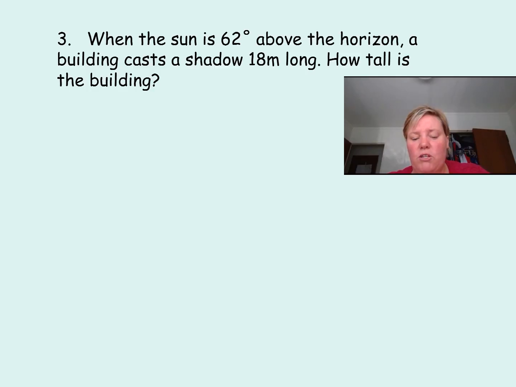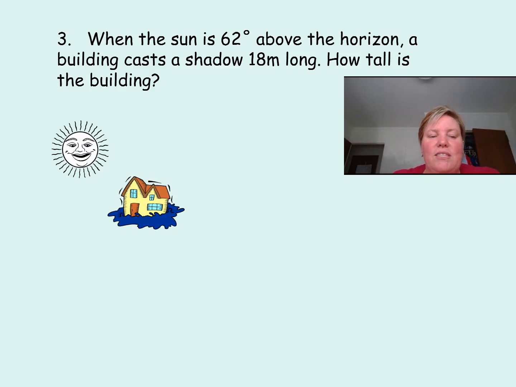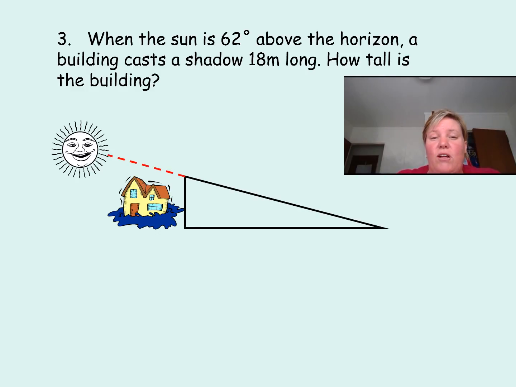It was too hard to do. You couldn't measure it. But you can actually use the ratio. Very clever. Oh, look, there's the sun. There's my house. There we go. That's the triangle we're looking for. There's the shadow on the ground, and it's 18 meters long. That angle there is 62, and we're looking for that length.